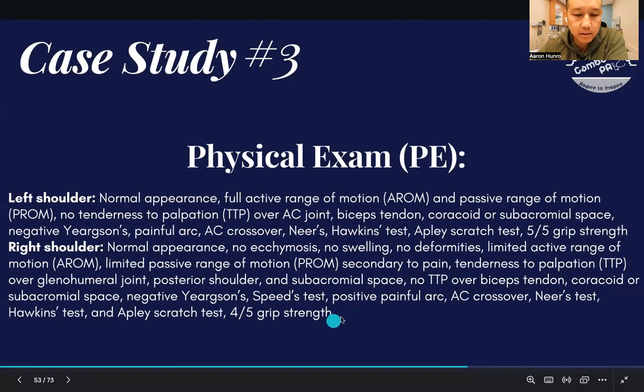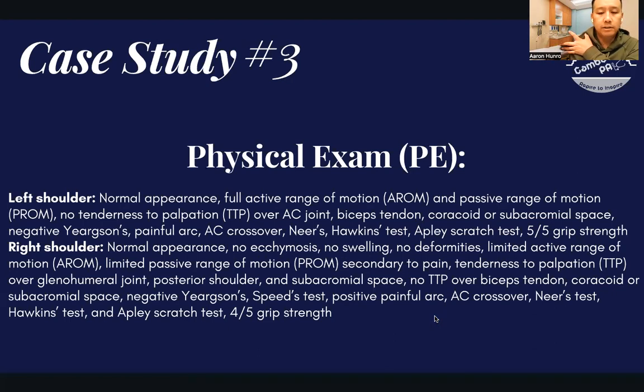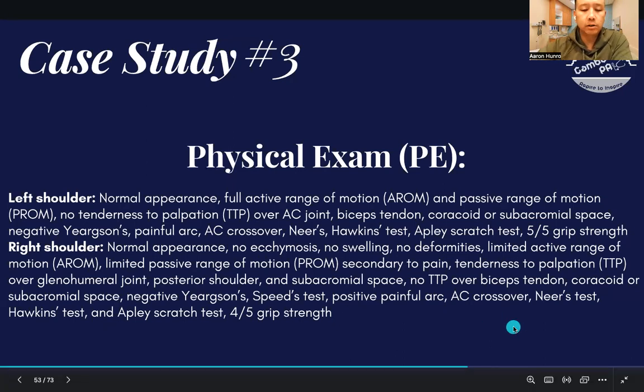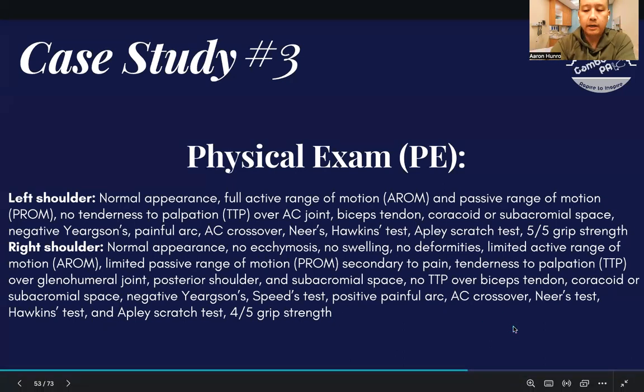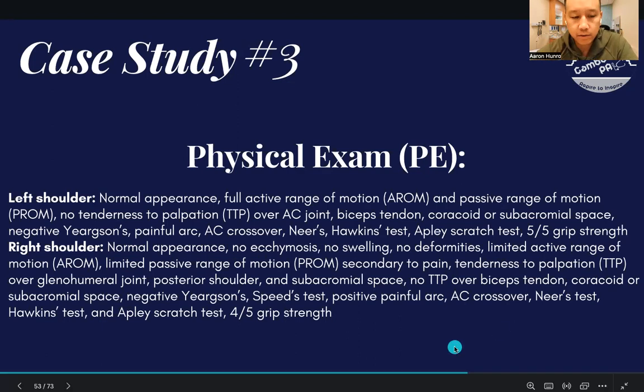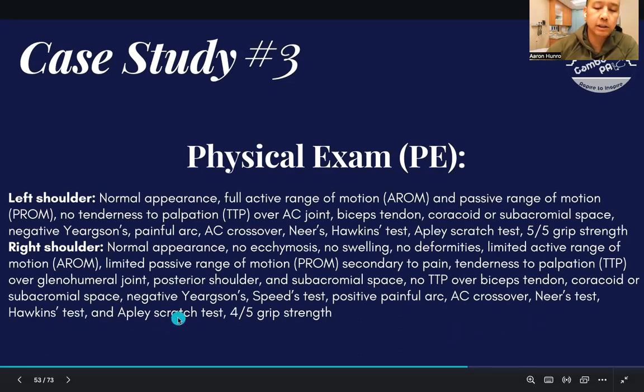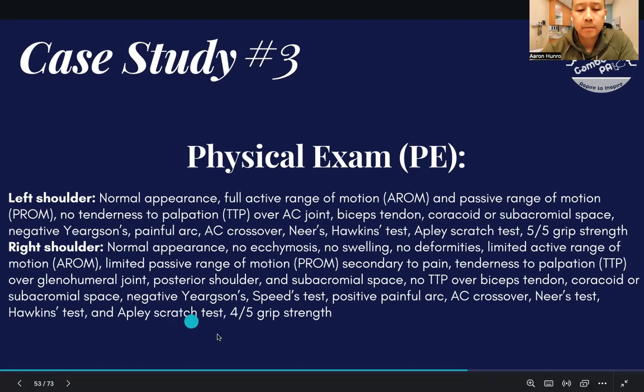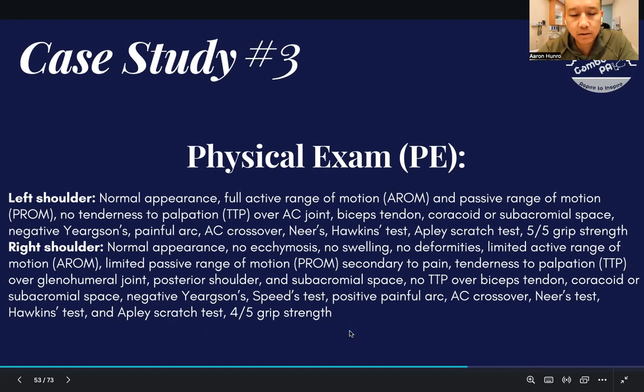So special test wise, we have a positive painful arc test. If he's abducting, at a certain angle he's experiencing some pain. The AC crossover is where he's reaching across, and the Neer's test is where we're checking for impingement, as well as the Hawkins test. That one's going up for the Neer's test, and then 90 degrees of forward flexion and internally rotating for the Hawkins test. And then the Apley scratch test is where he reaches back behind. Based on the pain and everything, he has a little bit weaker grip strength.